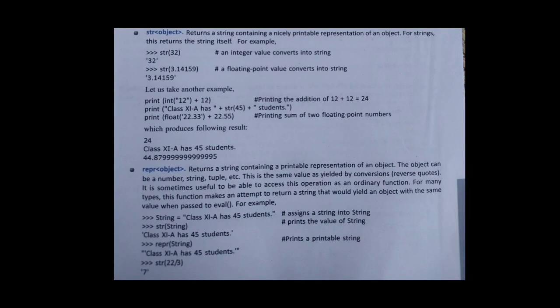String is equal to class 11th A has 45 students, and when you print it, it will print as it is. But when you apply repr, you can see that before it was a single quote, class 11th A has 45 students, but when you apply representation on string in brackets, it will provide a double inverted comma around your given string. So it is shown as a double inverted comma, then single quote, class 11th A has 45 students, then single quote complete, and then double quote complete. Means it will show the string in a representation format or representable format.